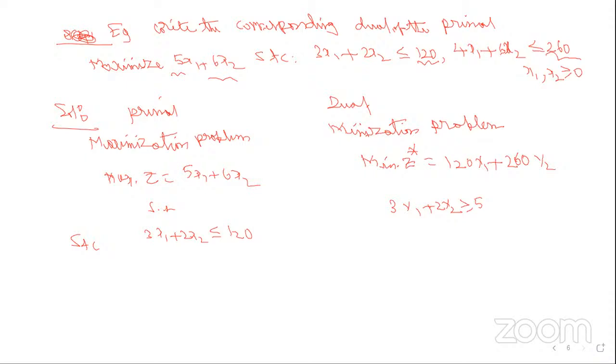Similarly, 4x1 plus 6x2 is less than or equal to 60. This is converted as 4y1 plus 6y2 is greater than or equal to 6. y1, y2 greater than or equal to 0. This is the answer. It is an important 5 marks question. Next, we'll discuss one more example.